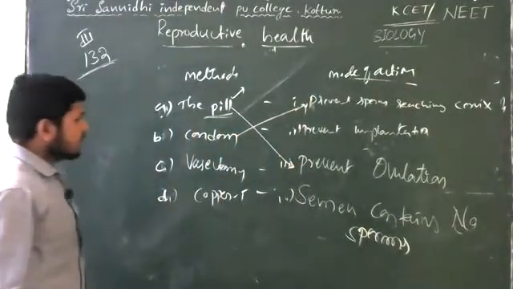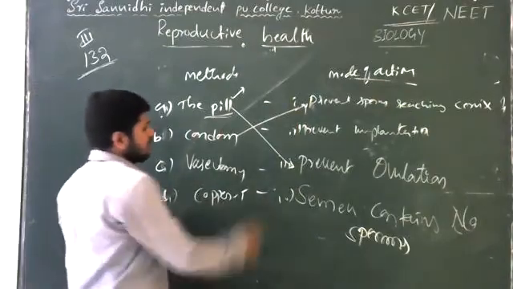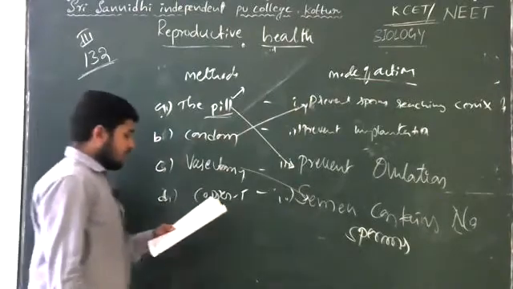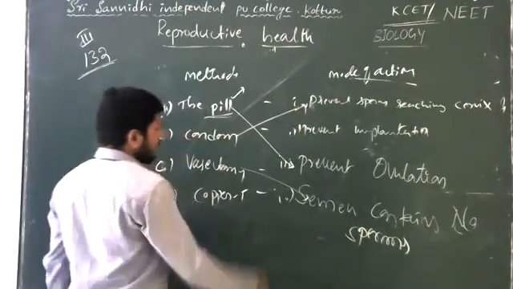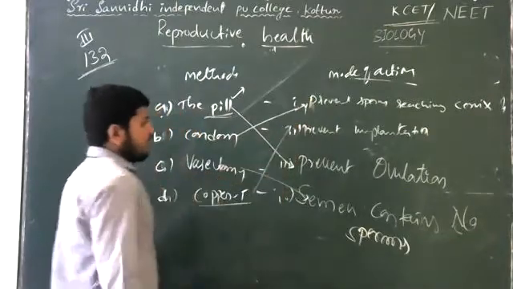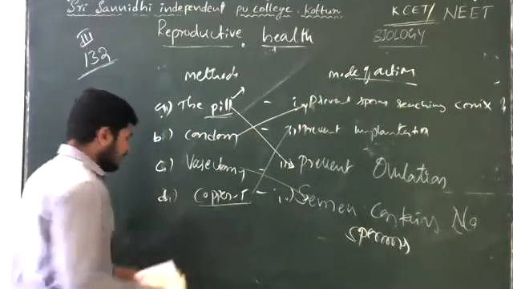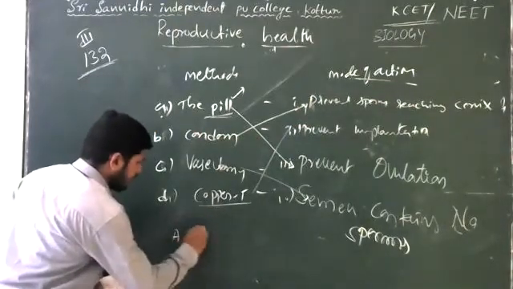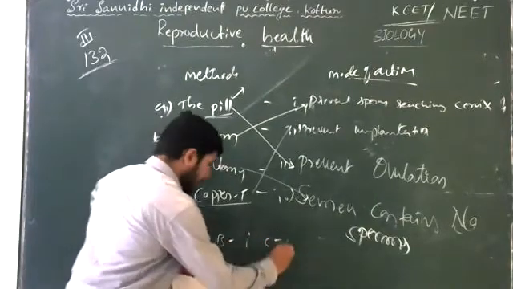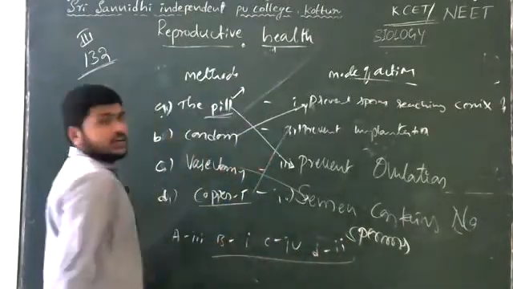Vasectomy means a small portion of the vas deferens is cut and tied so that semen does not contain any sperm. Remember copper T. What is the function of copper T? Copper T prevents implantation. So that's why option 3 is the right answer, with A to 3, B to 1, C to the fourth one, D to the second one.